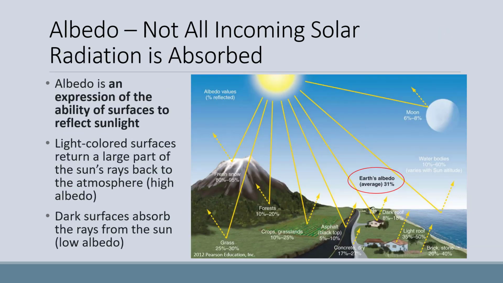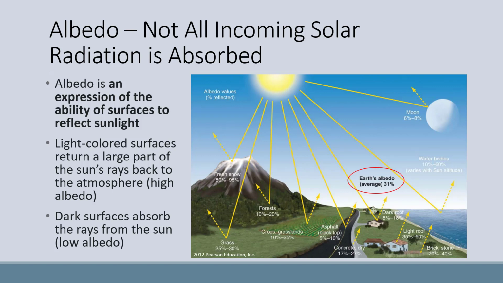An important point to remember is that not all incoming solar radiation is absorbed by the Earth. Some of it is reflected back to space. Albedo is an expression of the ability of surfaces to reflect sunlight, thereby not getting heated by it. Light-colored surfaces return a large part of the sun's rays back to the atmosphere because they have a high albedo. Snow, which is pictured, and clouds, which are not pictured, both have high albedos.